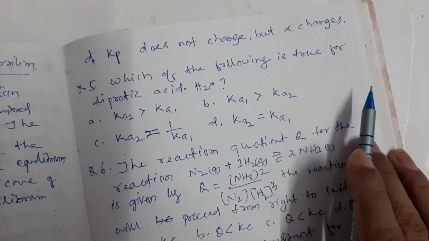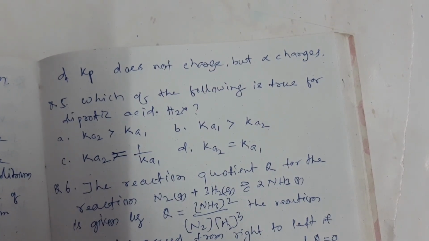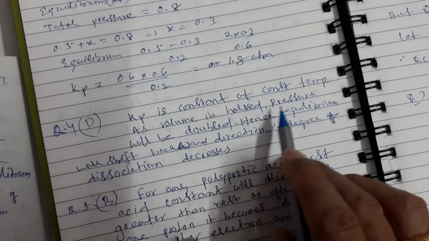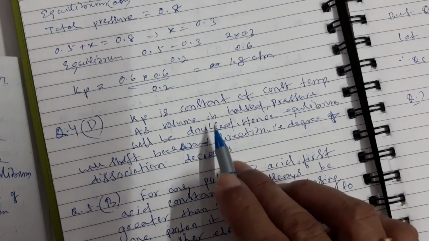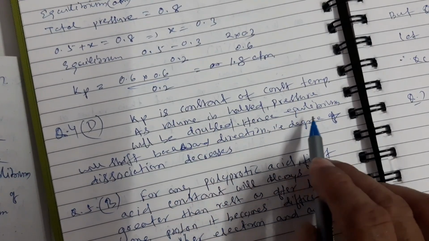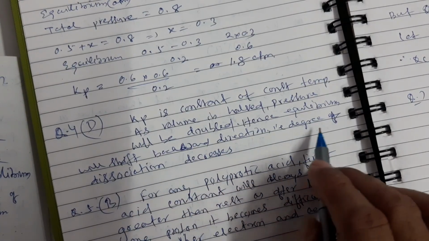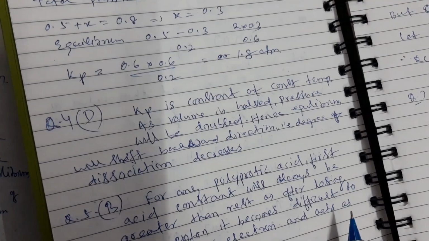It is also solved. You see what is happening. Kp is constant at constant temperature. As the volume is halved, by Boyle's law the pressure will be doubled. Hence the equilibrium will shift in the backward direction, that is, the degree of dissociation decreases. So choice D is the correct answer.